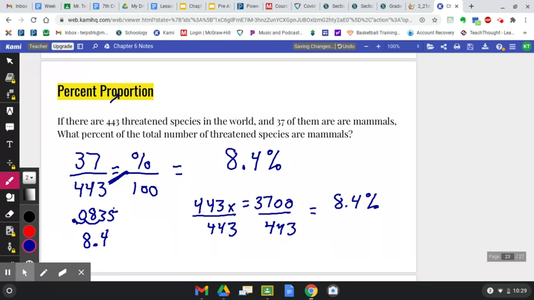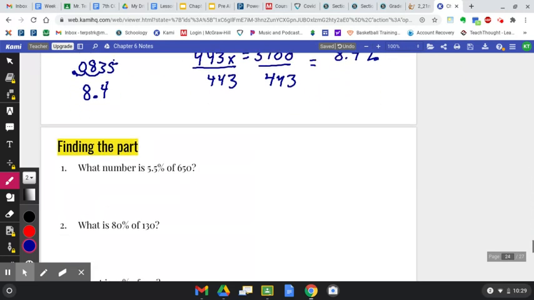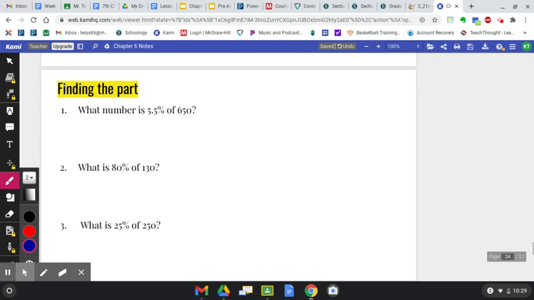Okay. Now, when you're looking for percentage, you can use this way we used in 6.4 or this percent proportion. But finding the part, you can see it might be beneficial for you to use the proportion. So remember, we have is over of, percent out of 100. So it says what number is, okay, that's what we're looking for.